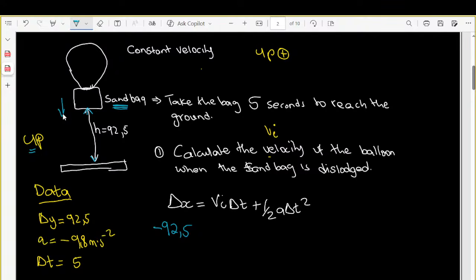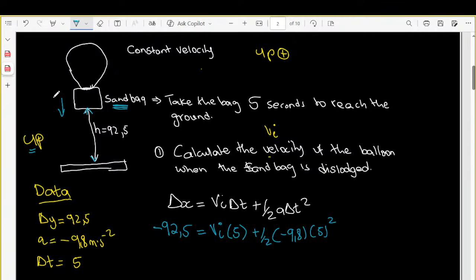Yes. Okay, it's fine. We'll do more examples. The V initial is what we are looking for. Delta T is given as 5, plus 1/2 times acceleration, which is negative 9.8, times 5. Remember, the 5 is squared. So now you need to do your algebra.